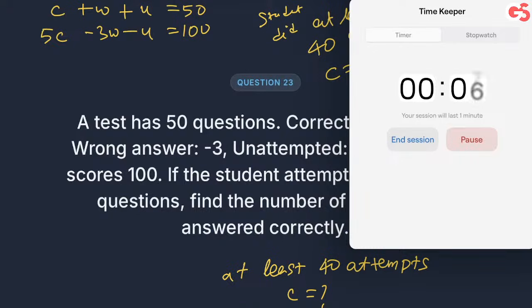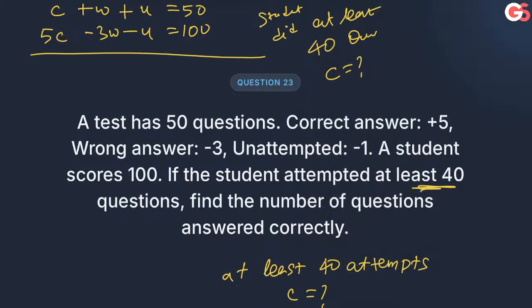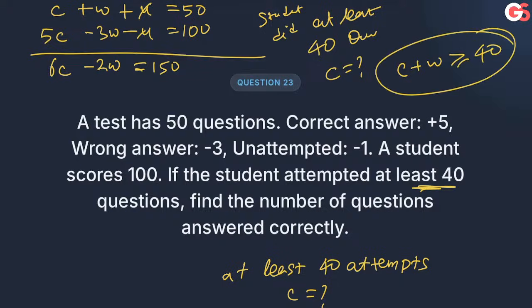नहीं अभी। This is a simple question, in fact. If you add these two, you'll get 6c minus 2w. ये तो कट ही गया, is 150. And it says at least उसने कितने किए हैं attempt 40. मतलब c plus w is greater than or equal to 40. That is what we have. Clear? So now we have two equations. One is this, other is this.